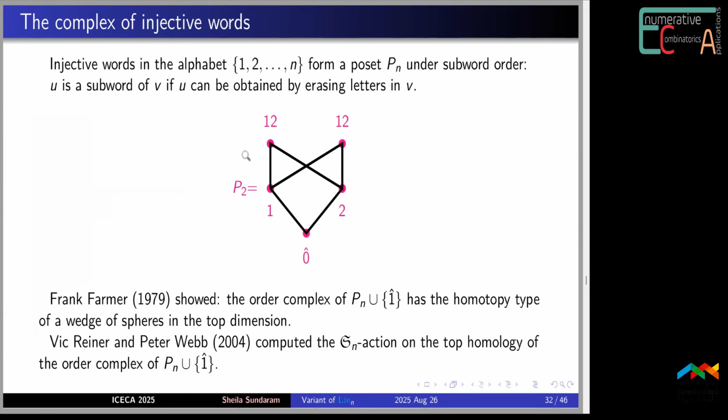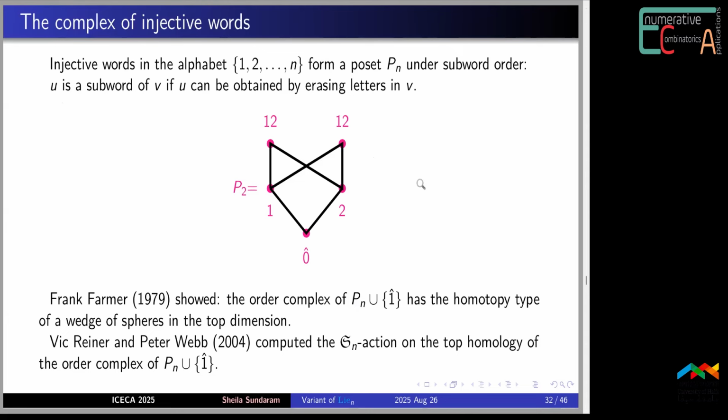Another thing that surprised me was a connection with the complex of injective words. I think I was just randomly reading a lot of papers at this point when I did all this. So what's the complex of injective words? I take the alphabet from 1 through n, and I form injective words on it. Those are simply words that do not repeat any letters. This forms a poset under subword order. So what is subword order? U is a subword of V if you can get U from V by erasing letters in V.